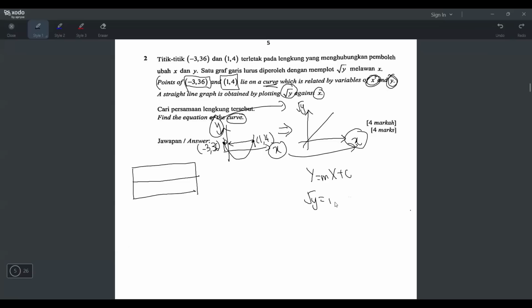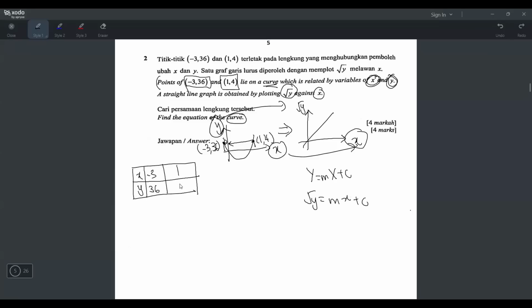The gradient, I don't know. The c also, I don't know. And then the big X, the x-axis is x also. So you can see that if I want to change the equation to linear form, I need to make sure my y-axis, x-axis is square root y and x. So that means this point they give you, I will draw in a table form for you. So this negative 3, 36 is actually the value for x and y.